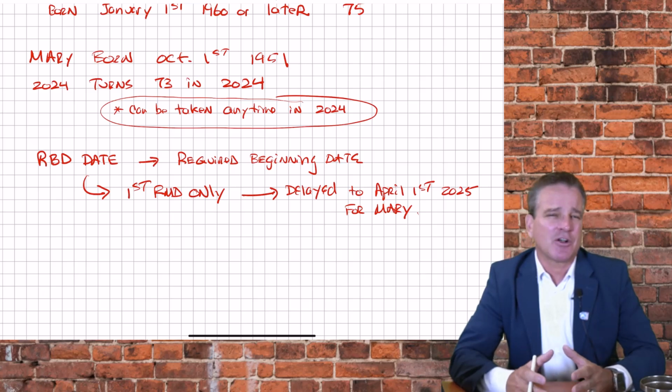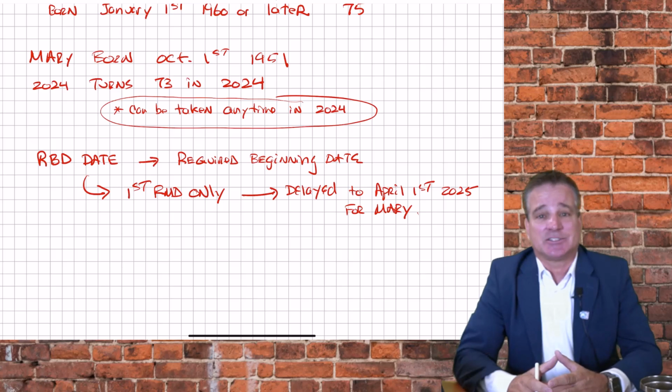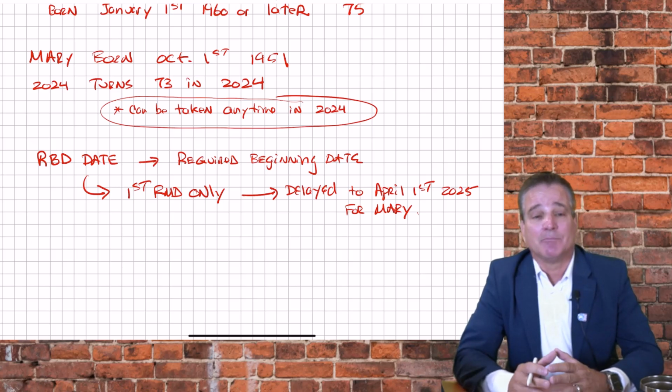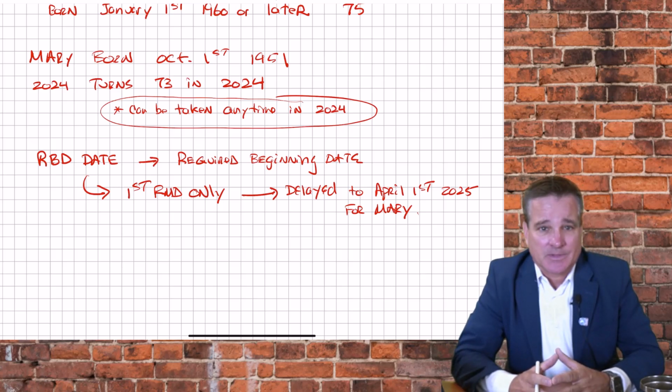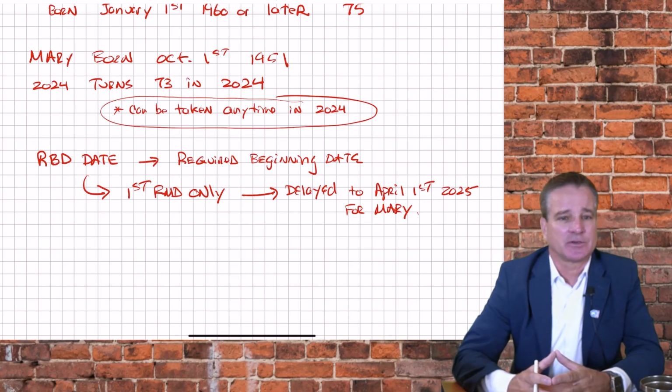So if the first RMD is delayed into the next year, guess what? Both will be taxable in that tax year. So here you go. Let's sketch out another example.